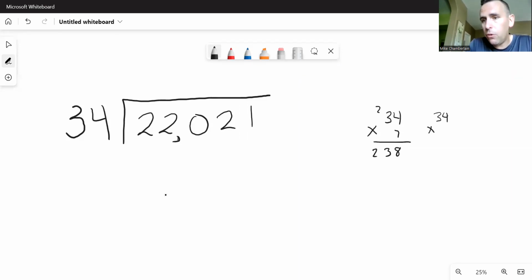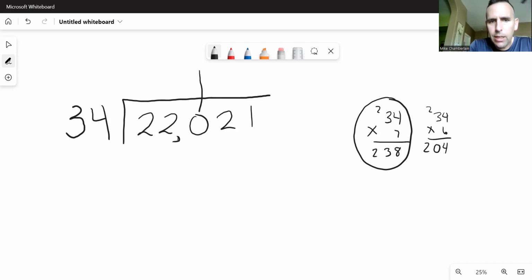What it would be, 34 times 6. By the way, sometimes you'll see students scribbling out or erasing it. Don't do that. You might need that later. 6 times 4 is 24, carry the 2, and 204. That's going to work. So I want to put that here because I'm talking about the number 220. So I want to write my number right above that, my dividend. So 6, and 6 times 34 is 204. If I subtract, I get 16.